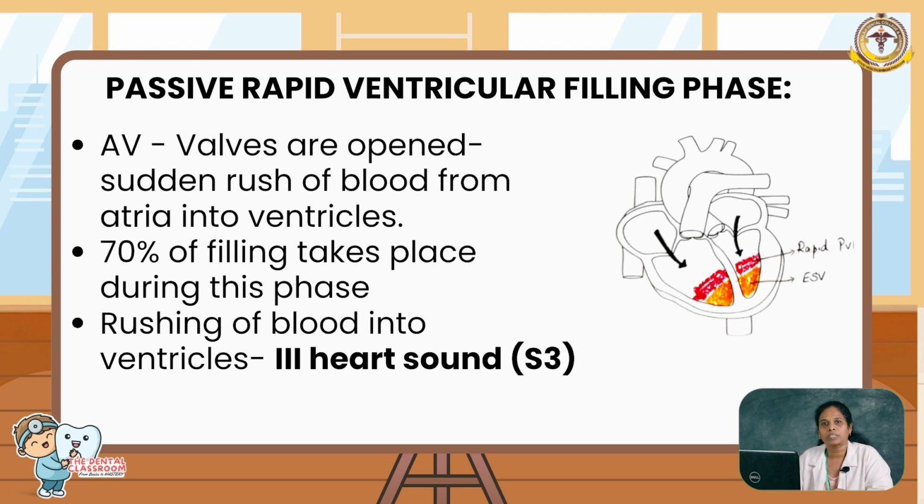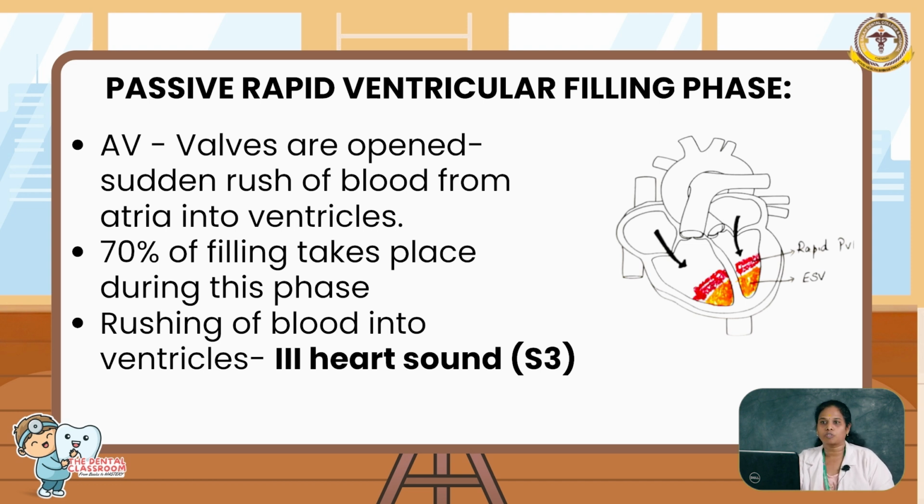Once the valve opens suddenly, there will be a movement of blood from the atrium to the ventricle. Ventricular filling is going to happen, but when the valve opens, the atrium is not going to do any work. It is going to remain passive. So the phase is known as the passive rapid ventricular filling phase, without doing any work. Once this phase is over, the ventricles will be filled with about 70% of the blood.